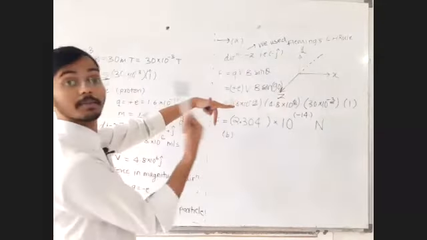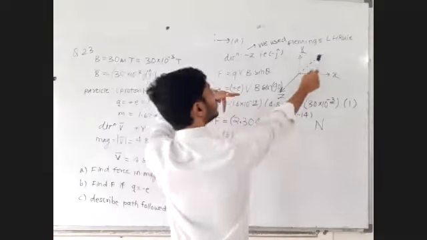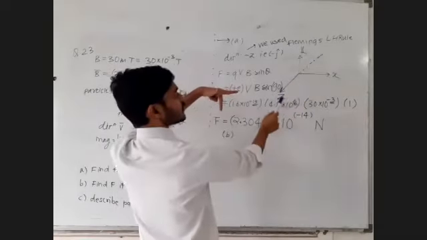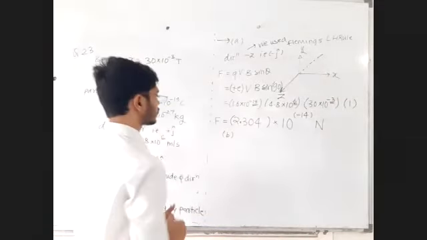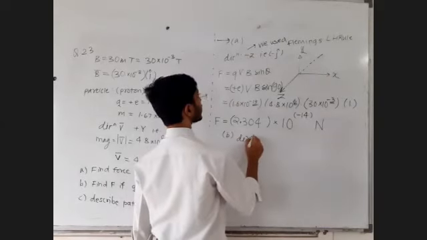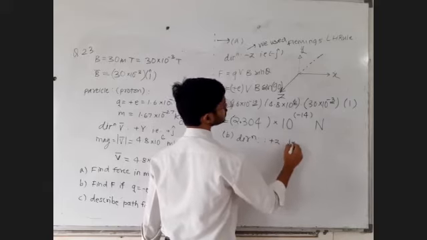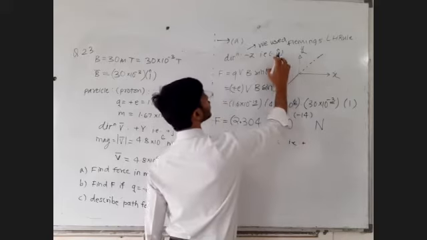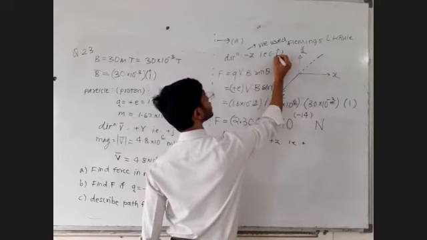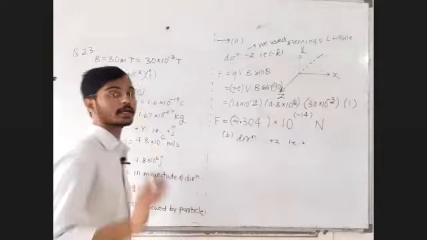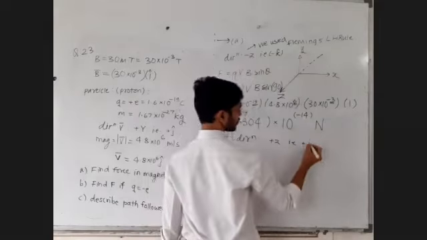So the thumb is coming out. Coming out means z direction. This z is coming out, this z is going in. So the direction of the force will be positive z. Positive z means plus, I made a mistake, minus z. Minus z means minus k cap, not minus j cap. You should have told me. Minus z means minus k cap and plus z means plus k cap.